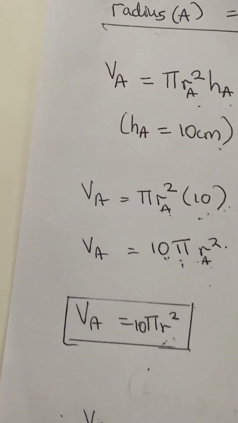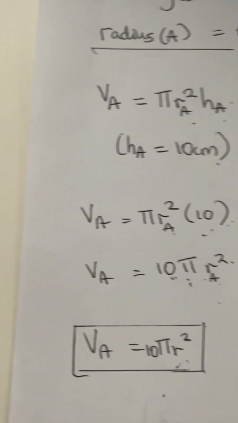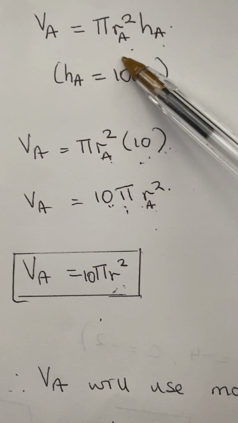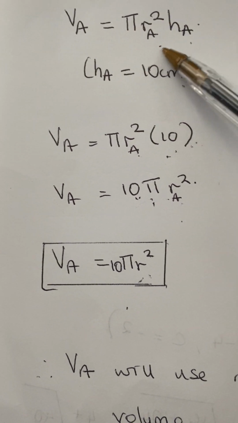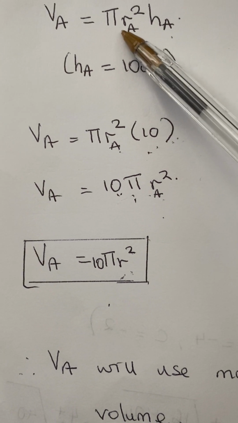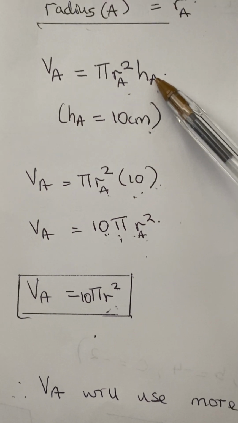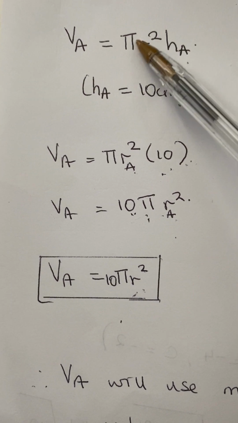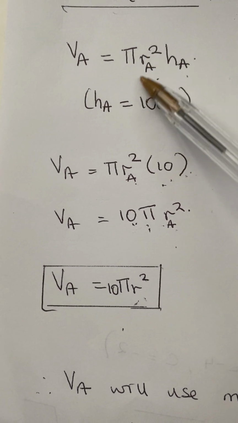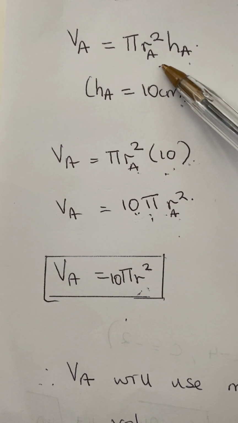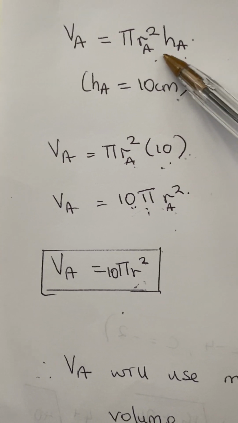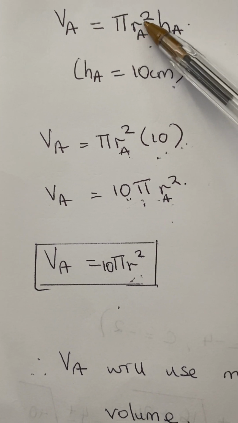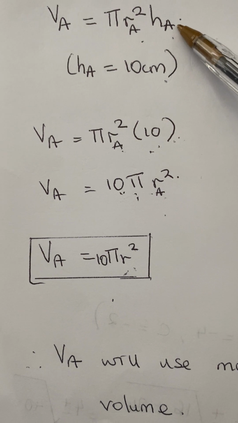Okay, so that is the first thing you should note about the question. Now we know that the volume of a cylinder is pi r squared h, to find any cylinder. So if I want to find the volume of the first one, the one with the shorter cylinder, I have RA squared HA.